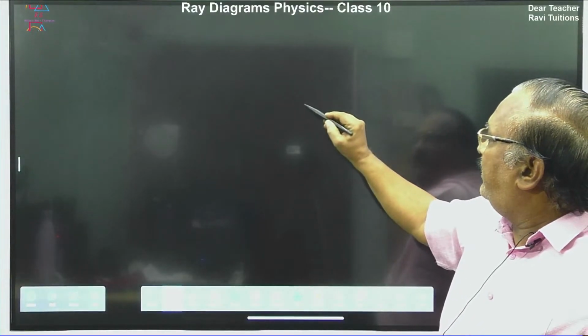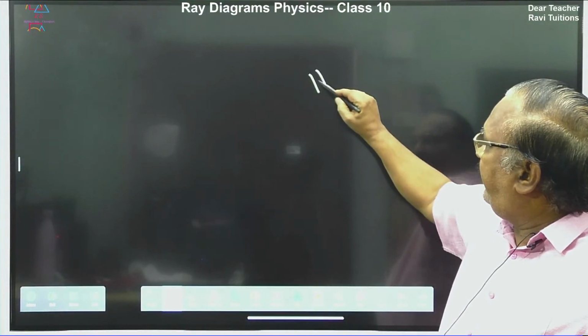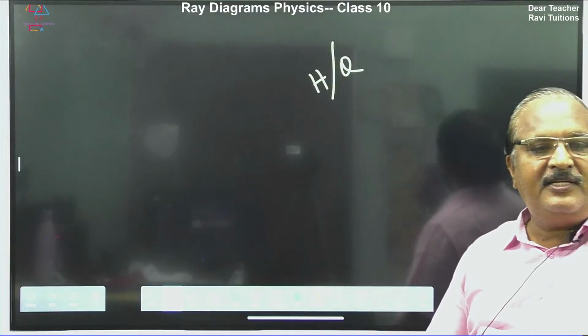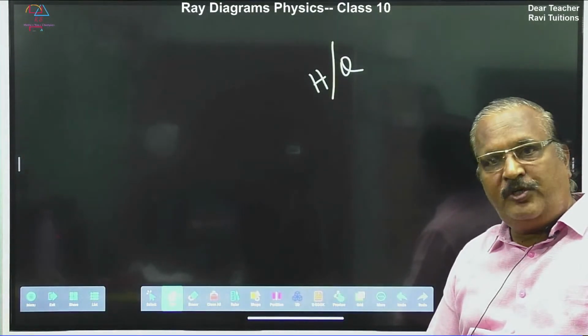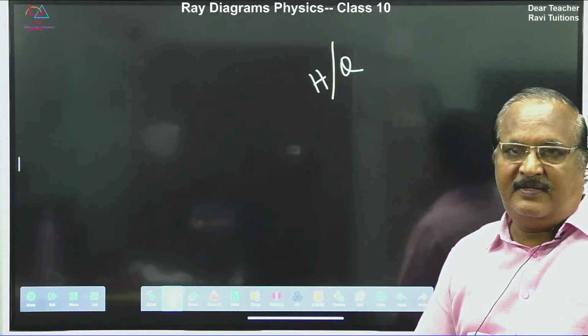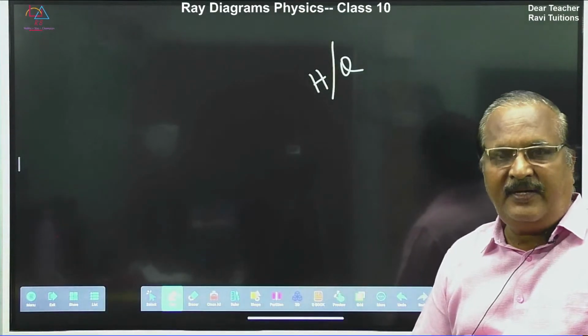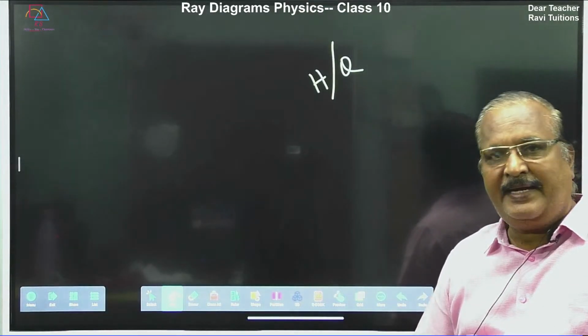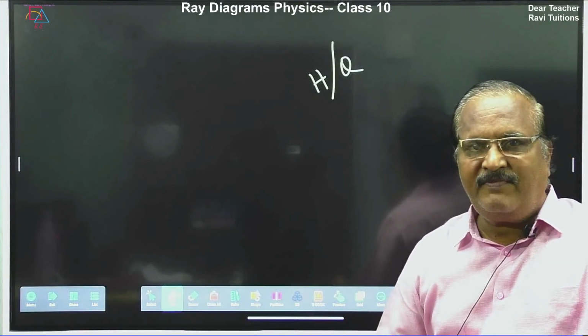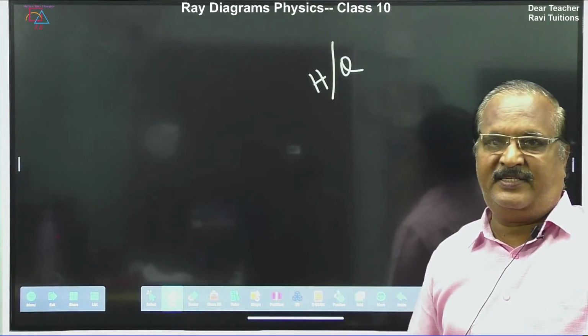So, let us say H or Q. Usually these two letters are used to represent the heat produced when current is passed. When current flows, definitely there will be heat, and there will be a magnetic effect. These are the effects of the current. One of the effects of the current is heat.